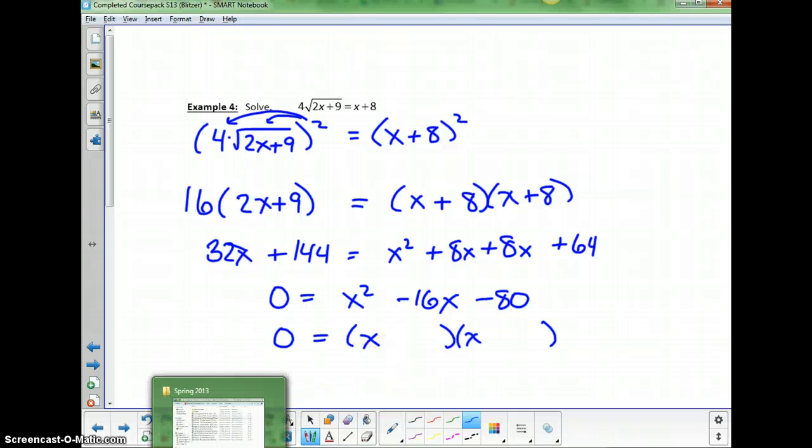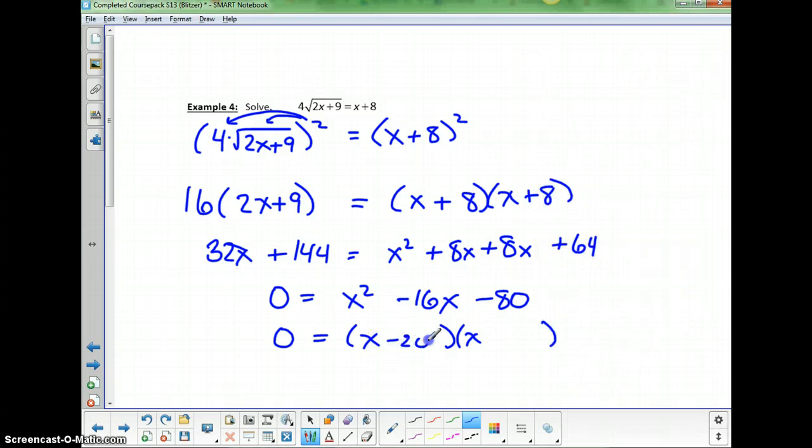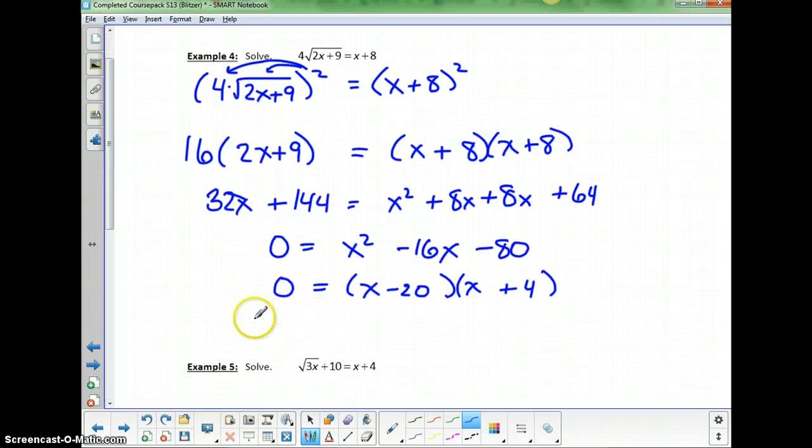Okay, so things that go into 80. 80 and 5. But I would need to subtract those, so 5 and 16 would subtract to 11, so it doesn't work. Let's try 4. 4 goes into 80 20 times. 20 minus 4 is 16, so 20 and 4 will work if the 20 is negative. Negative 20 and positive 4 add to negative 16, and multiply to negative 80. Perfect.